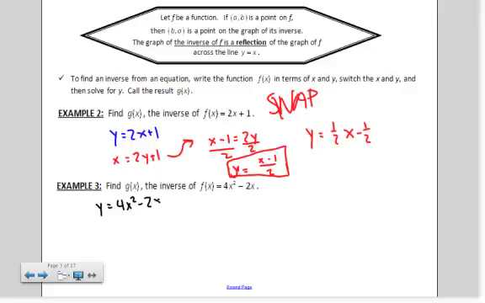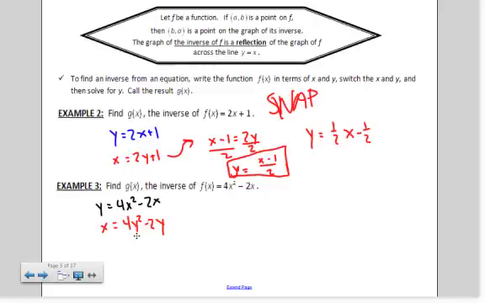And swap! Here we are. Swap. x equals 4y squared minus 2y. Now, I have to solve for y, because that's the goal here, is to find g of x, okay? So, y's quadratic. What should we do?